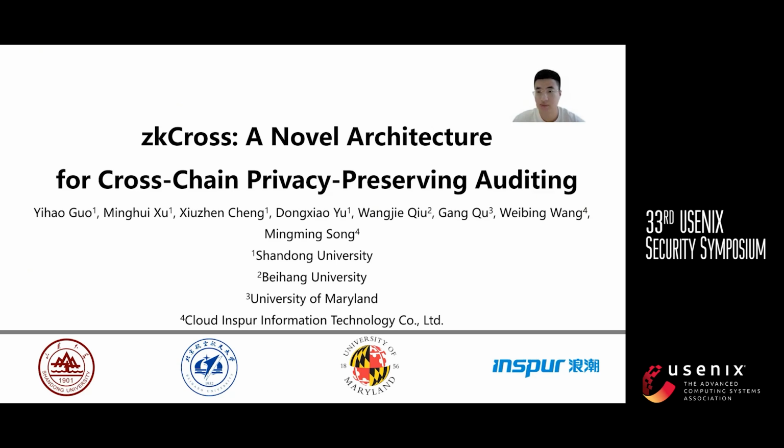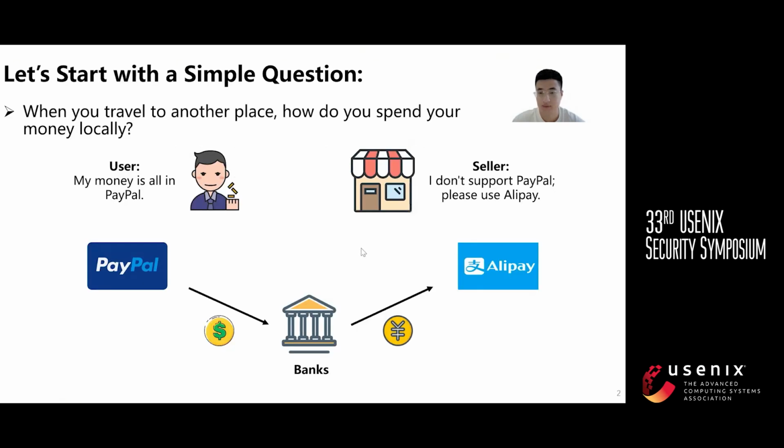I'm really glad to be here to present my work, zkCross, a novel architecture for cross-chain privacy-preserving auditing. Let's begin with a simple question. Picture this: you usually use PayPal for payments, but when you travel somewhere new, PayPal isn't supported. How do you buy things there?